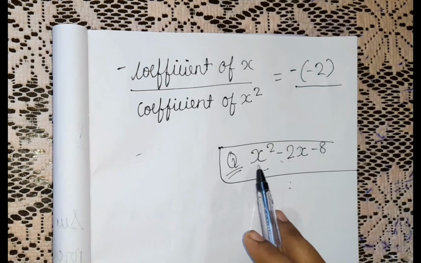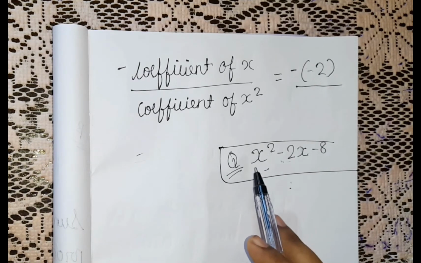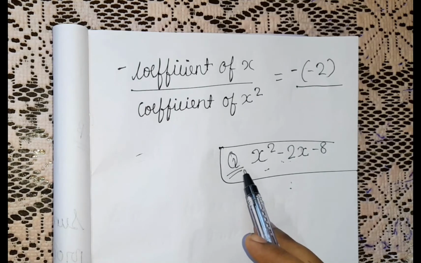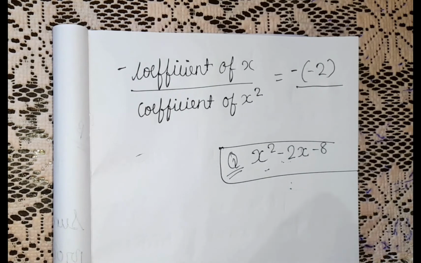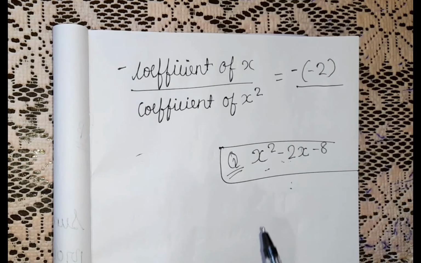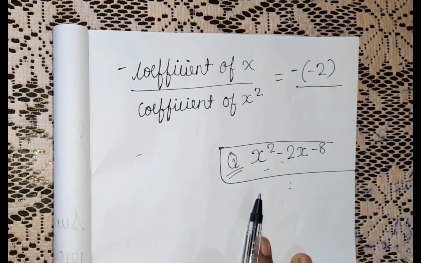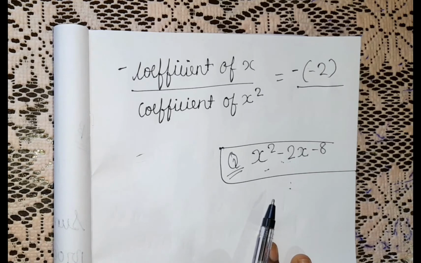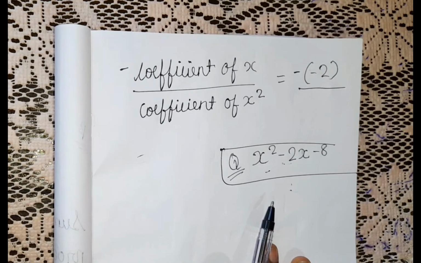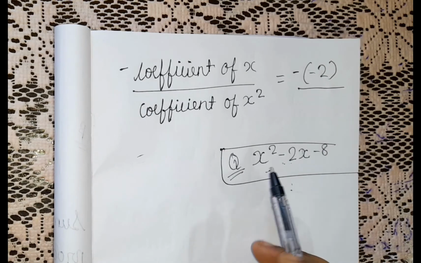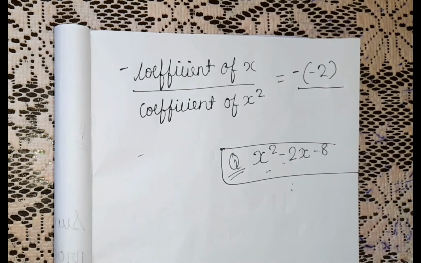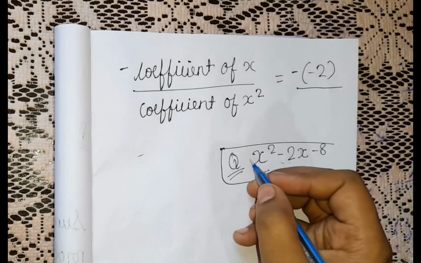Coefficient of x square, we don't have any number in this x square term. What are we gonna do? Don't worry. Whenever you find a variable like x square or simply x, if you don't have a coefficient, if you don't have a number, we take 1. So here x square means we have a value that is 1.